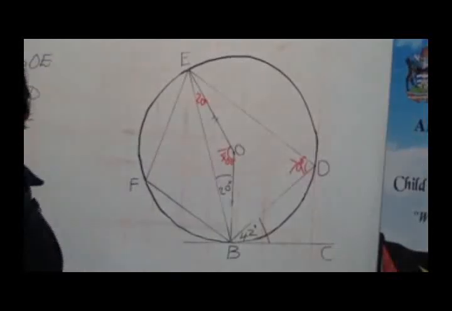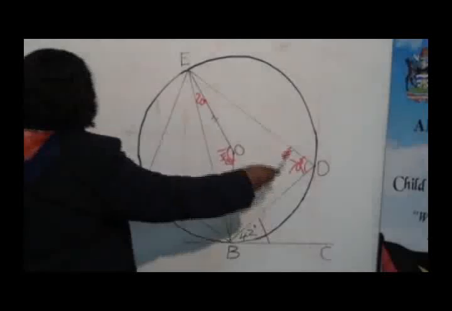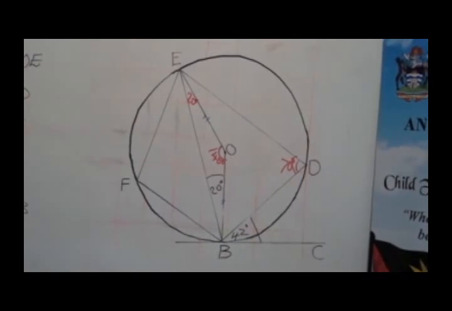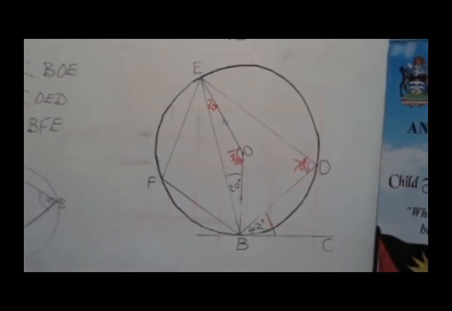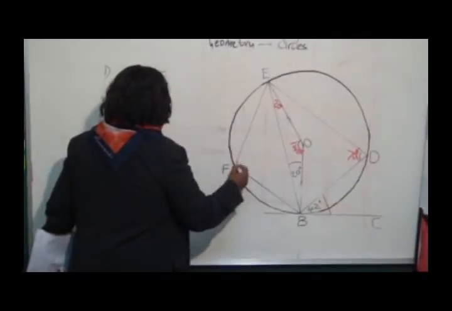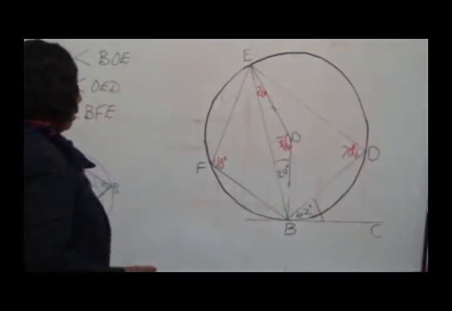Okay, what else do we know? Can we see we have a figure which is EDBF? So we have it touching at 4 points on the circumference. So what type of figure is that? It's a cyclic quadrilateral. And what do we know about the opposite angles of a cyclic quadrilateral? They are supplementary. So if this is 70 degrees, this would be equal to 110 degrees.